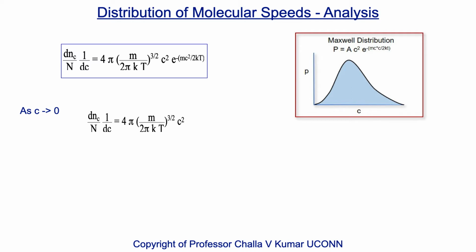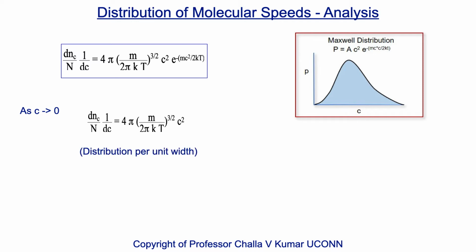Consider e to the power minus mc squared by 2kT. When c goes to almost 0, it becomes e to the power 0. Particularly, k and T are in the denominator, so it becomes even smaller, and m is very small as well. Therefore, e to the power minus mc squared over 2kT approaches 0 much faster than c itself. So e to the power 0 is 1. At low values of c, we should see a quadratic function only.